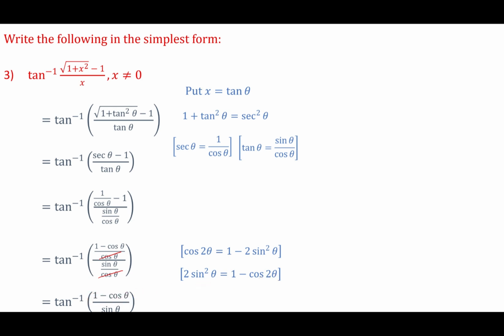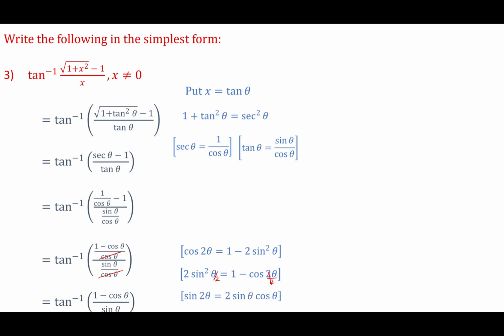So do one thing. Divide the angle by 2. If it is theta by 2, here 2 gets cancelled. Here it will be 1 minus cos theta. So in place of 1 minus cos theta, I can write 2 sine square theta by 2. And in the denominator, sine theta is there.